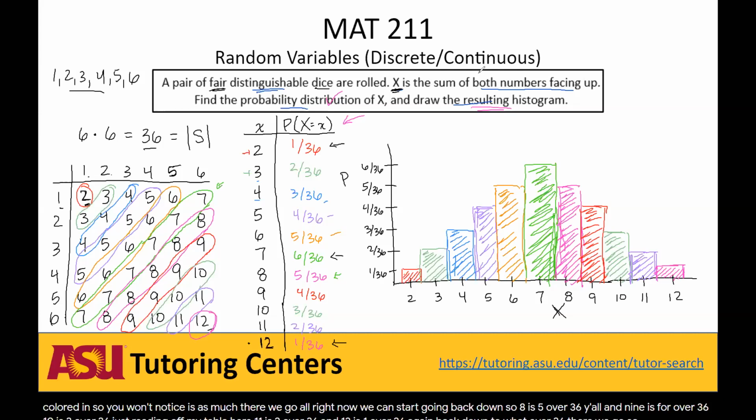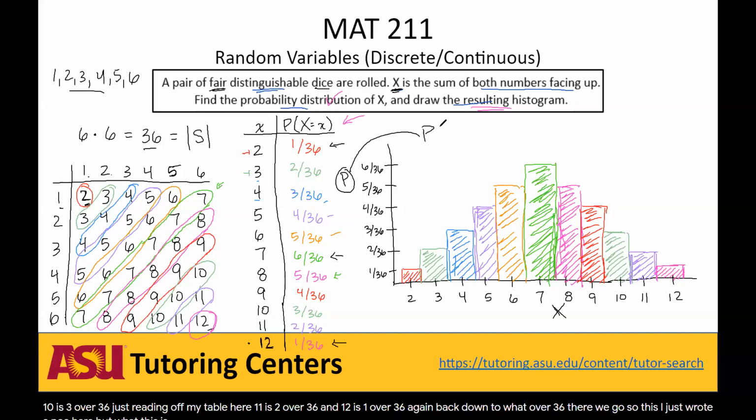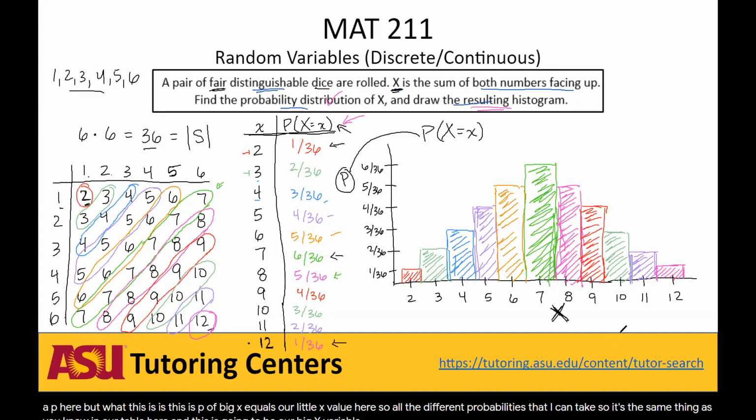So this, I just wrote a P here, but what this is, is P of big X equals our little x value here. So all the different probabilities that it can take. So it's the same thing as in our table here. And this is going to be our big X variable. So that's it. We have our probability distribution here. And we have our resulting histogram here. So we're all done.